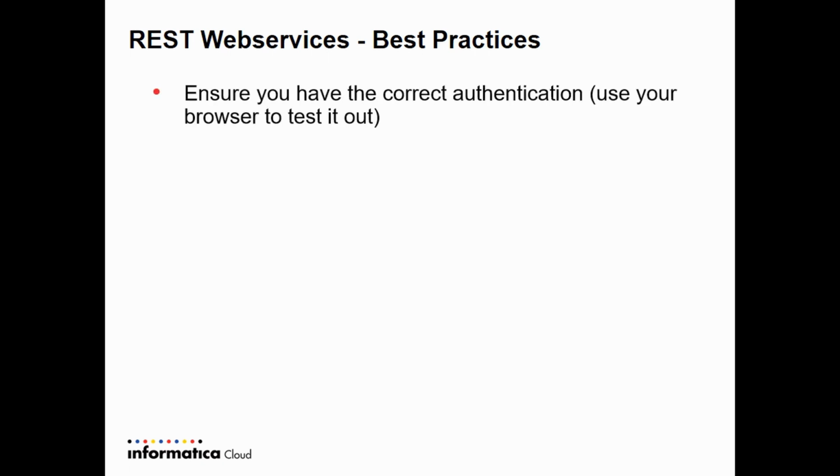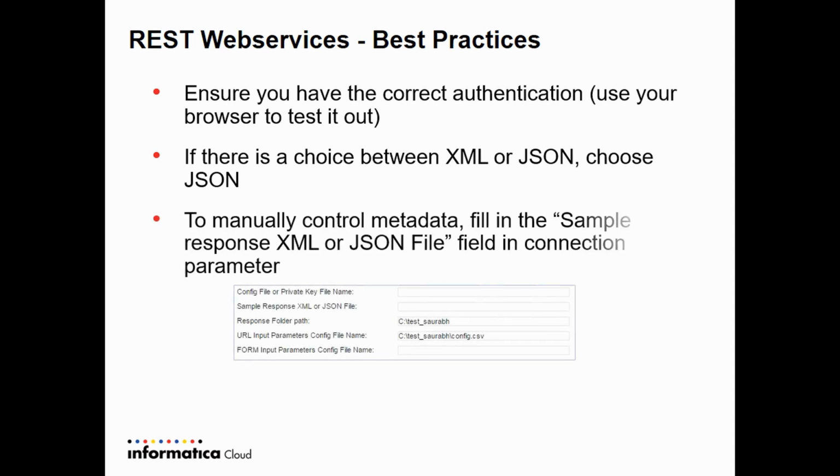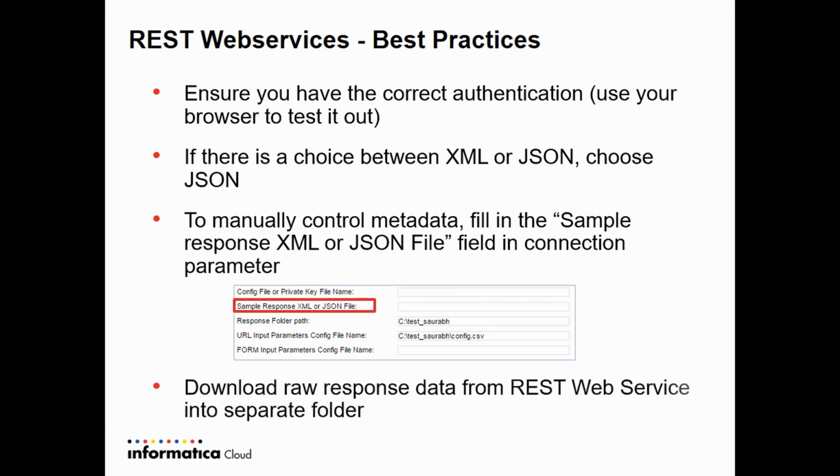Ensure that you have the correct authentication. You could use your browser to test that your authentication is correct. If there is a choice between XML or JSON, choose JSON for obvious reasons we have discussed previously. To manually control the metadata, fill in the sample response XML or JSON file field in the connection parameter. Upon receiving the response, you can download the raw response data from the REST web service into a separate folder. The raw data would help you understand whether the response is minified or not.